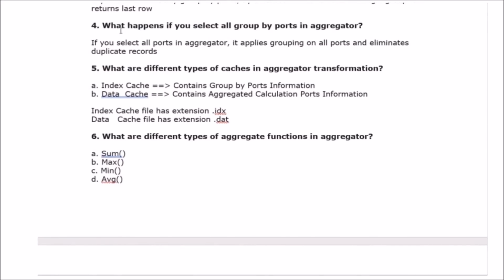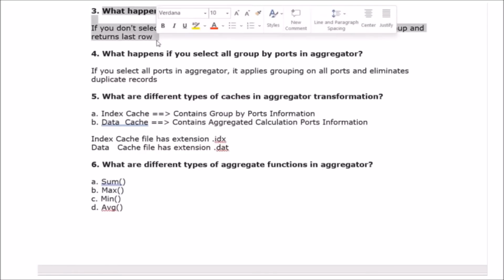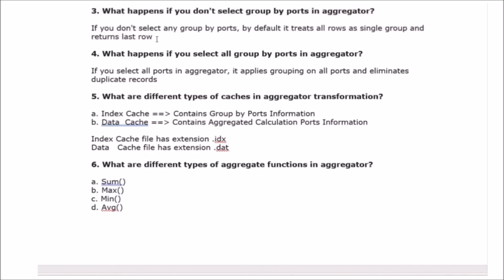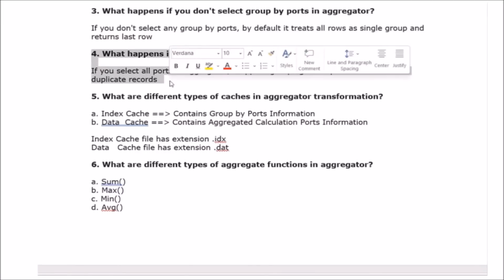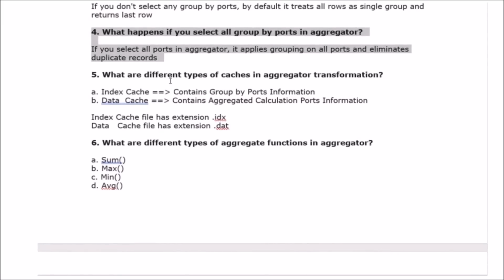So this is the answer. And next one, what happens if you select all group by ports in aggregator? So if you are not selecting any group by, then it treats all rows as a single group and it returns the last row. So if you are selecting all ports in group by, then it eliminates the duplicate records. It returns only the distinct records.